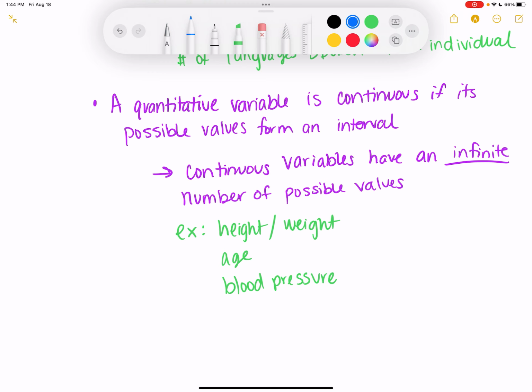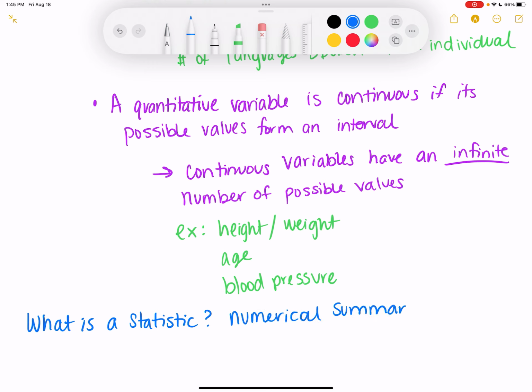All right, so something a little different now. What is a statistic? It is a numerical summary of data. Examples of this are mean, median, standard deviation.